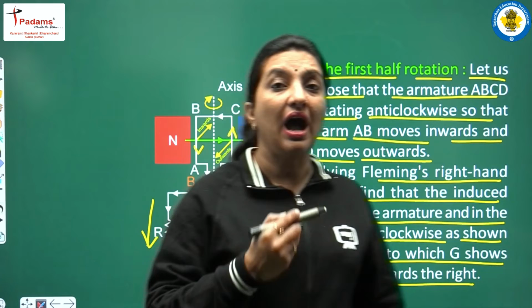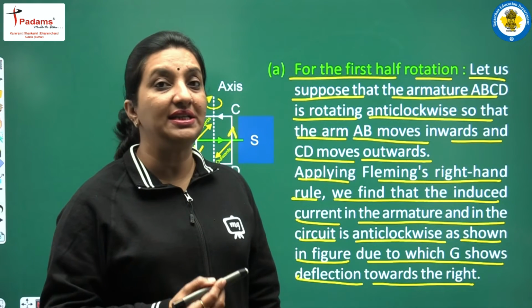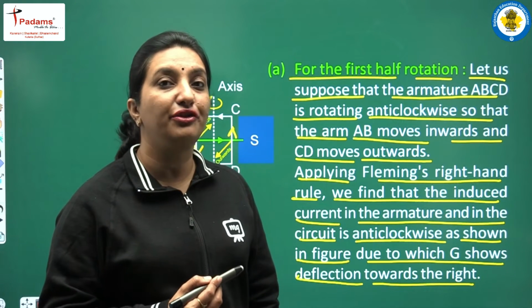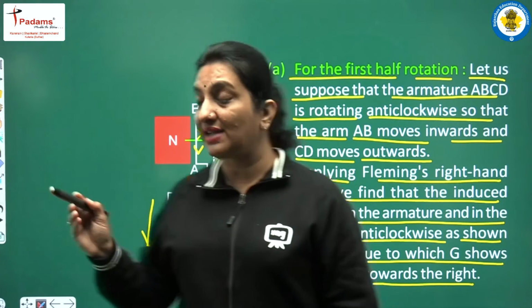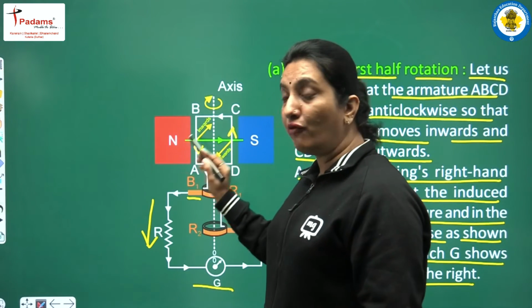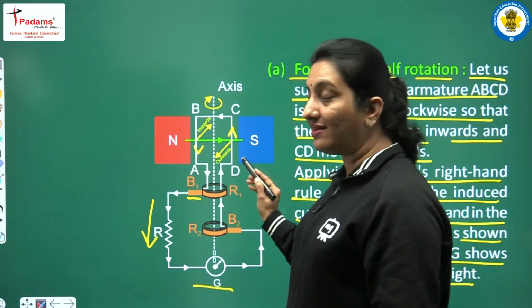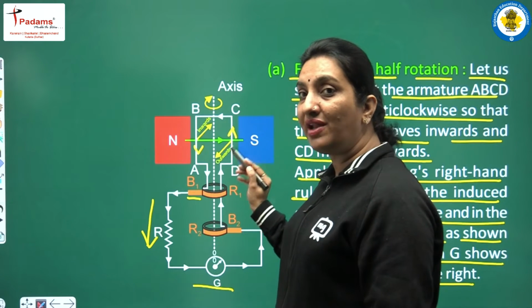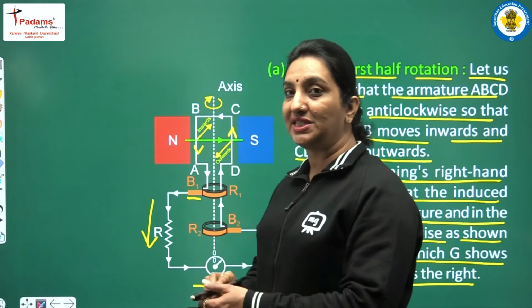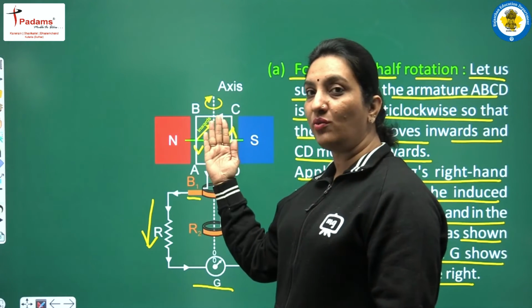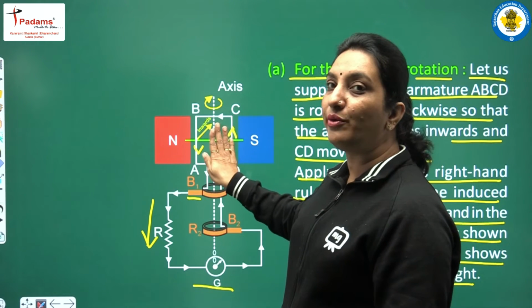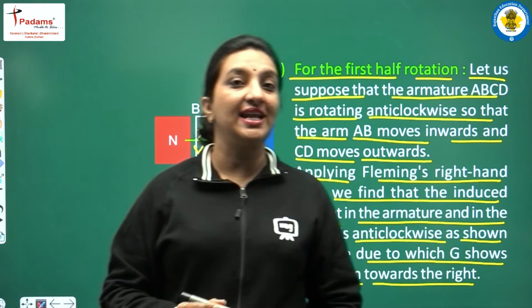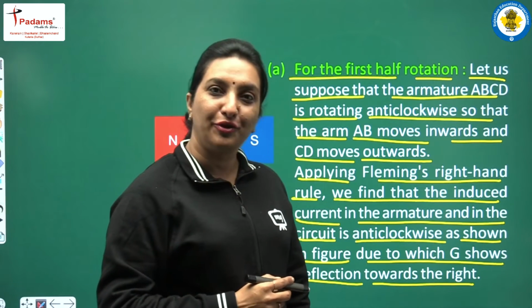Now after the half rotation, that is when the armature is rotated through 180 degrees, this arm AB will now flip and come towards the right hand side, and the arm CD will flip and come towards the left hand side. Students, here the armature coil was like this and now it has rotated through 180 degrees and now it will be like this. So let us understand the next half rotation.